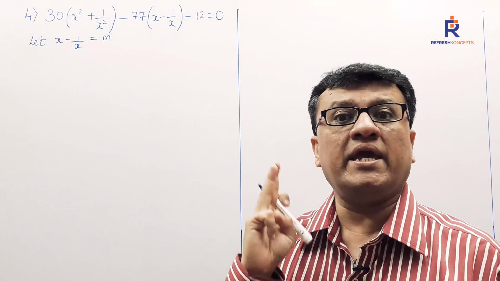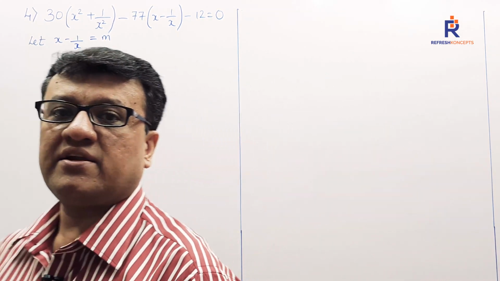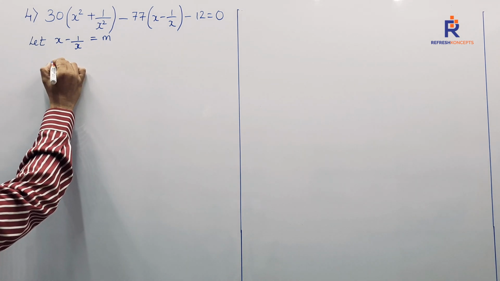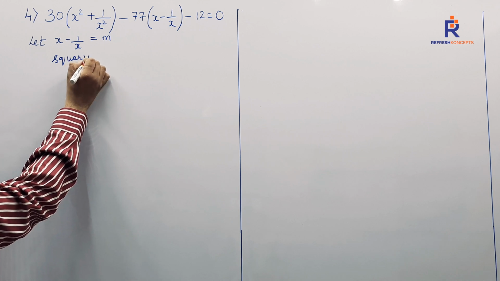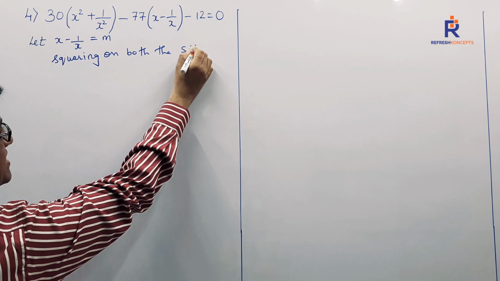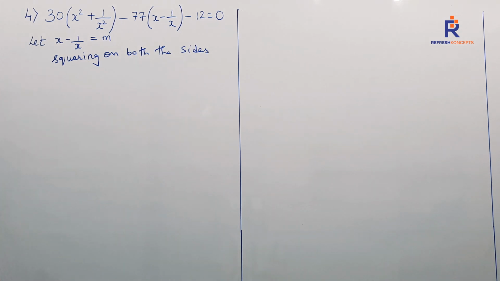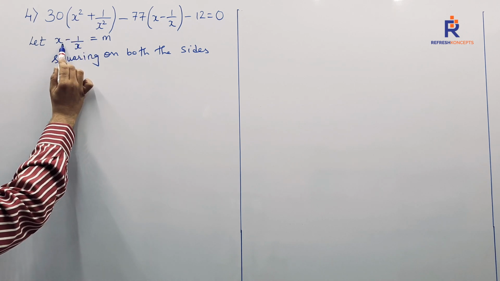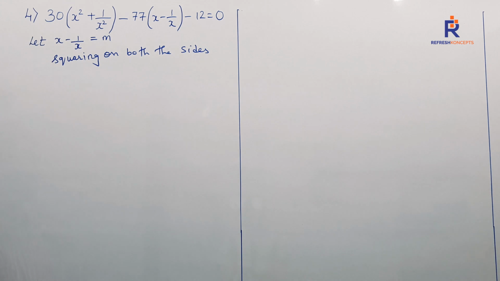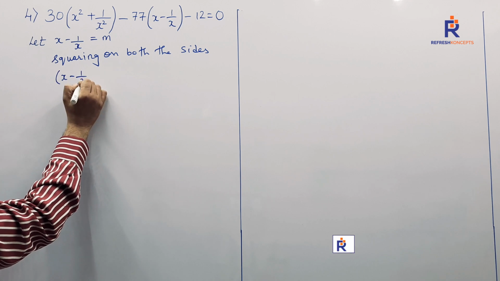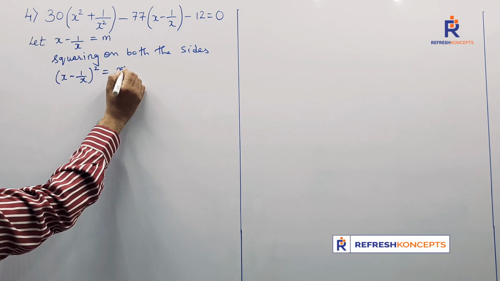Step number 2. Always, mind you, always square whatever you have taken as substitution 1. Means x minus 1 by x as m, squaring on both the sides. Now the question arises: why do we need to go for squaring on both the sides? Children, here we have x square, whereby which we had x here. In order to get x square here, we have to go for squaring. So if I square on both the sides, what will I get? x minus 1 by x, the whole square, is equal to m square.